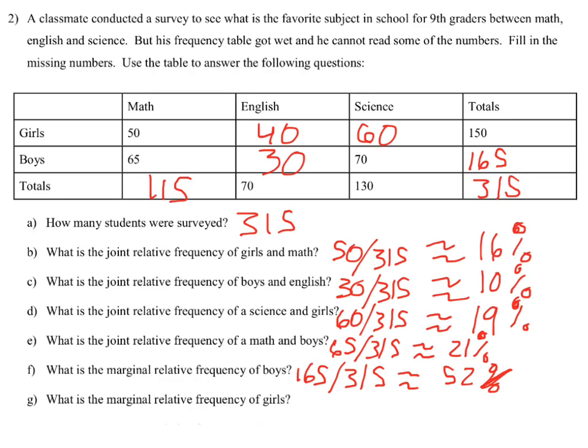That's a percent symbol. And then what's the marginal relative frequency for girls? Well, the girls total is 150. You have to divide by the 315. Let's see, 150 divided by 315 will give you about 48%. And that's good because those should add up to be all the people.